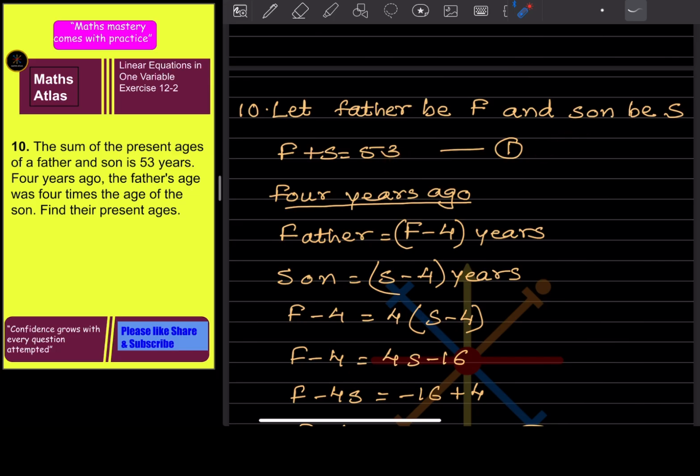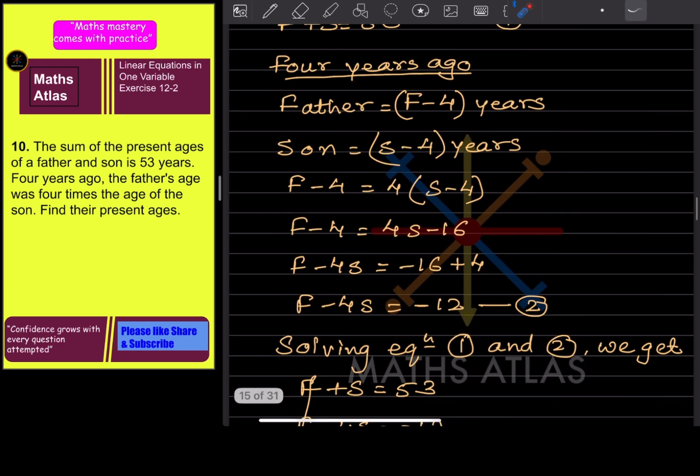So now they said the next sentence, 4 years ago, the father's age was 4 times the age of the son. So 4 years ago means we have to subtract 4. So first thing we have to do, the father 4 years ago was F minus 4 and son was S minus 4. So the next one that we can say, the father is 4 times. So 4 times S minus 4.